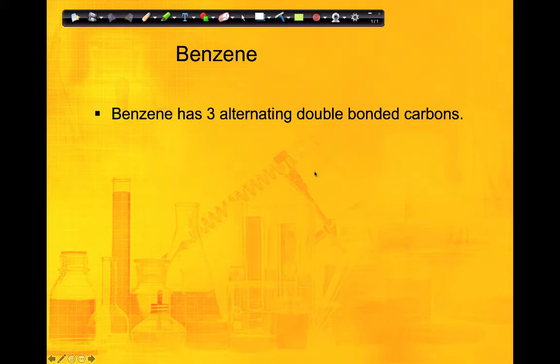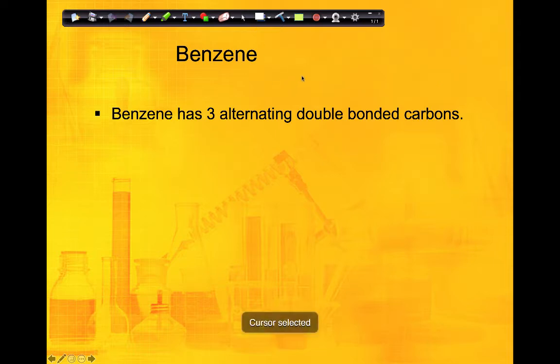Now I want to be very clear about this though. Yes, when you look at the structure, you're going to see these alternating double and single bonds. However, you have to remember that this has resonance. It has a good deal of resonance. So it can look like this, or it can look like this. If you remember, what happens when you have resonance is that the electrons go in between the bonds.